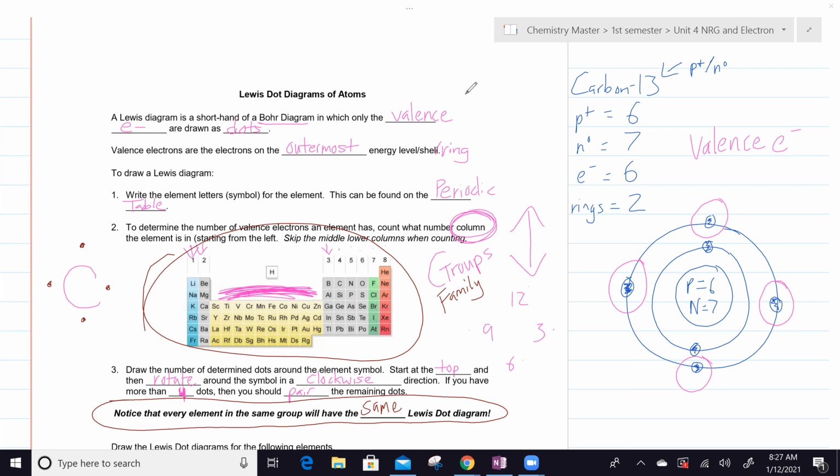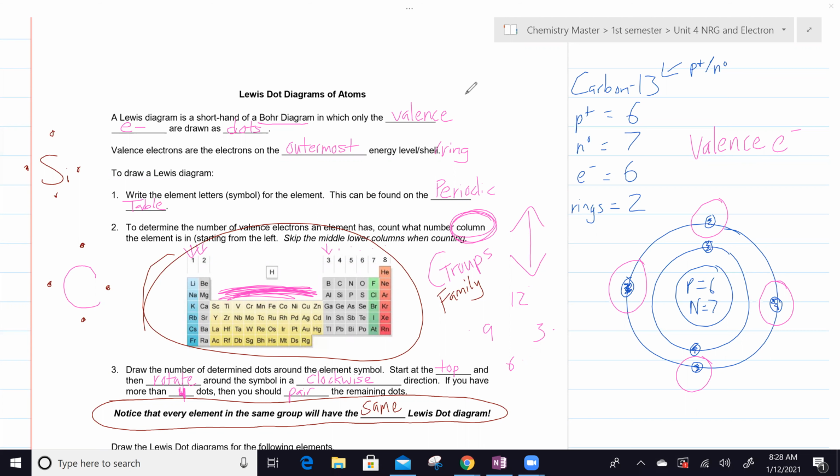Very nice. Si, that's the symbol for silicon. Now this is in the same family, group, column as carbon. So guess what? It should look the same. So it's going to be 1 dot, 2 dots, 3 dots, 4 dots. Boom, same thing. Every single one in that same family is going to have the same Lewis dot diagram.